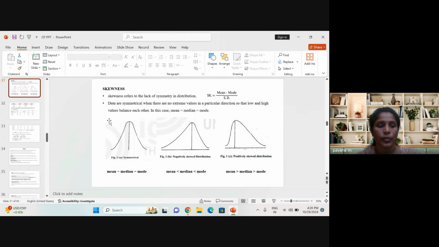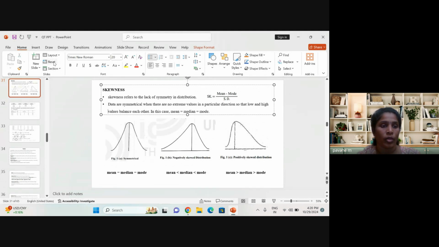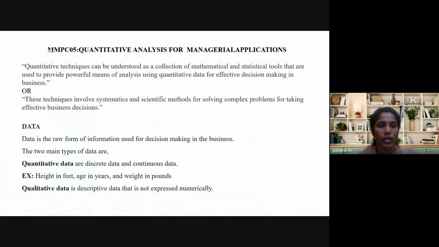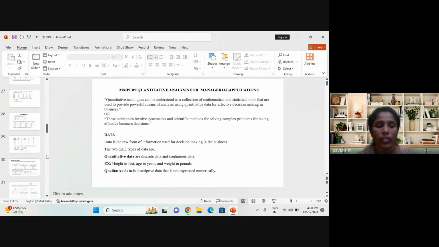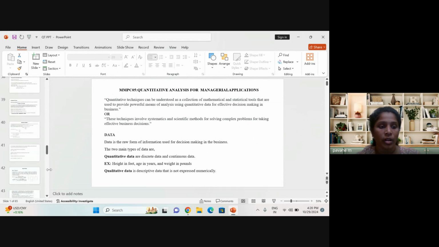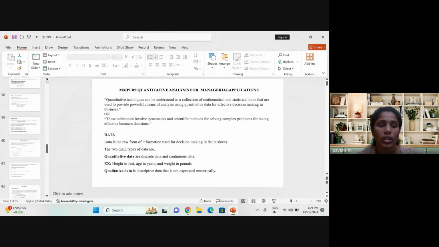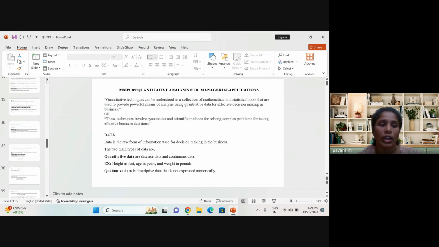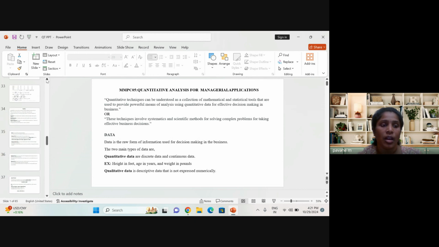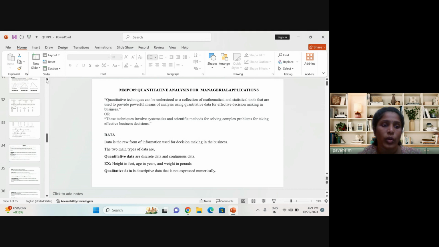So skewness. In last class, we already discussed skewness. So what is skewness? Skewness is lack of symmetric feature. Symmetry means when mean, median, and mode, three factors are equal at a particular point. That particular point is called symmetric. Suppose in any distribution that symmetric nature is failed, then that is called skewness.